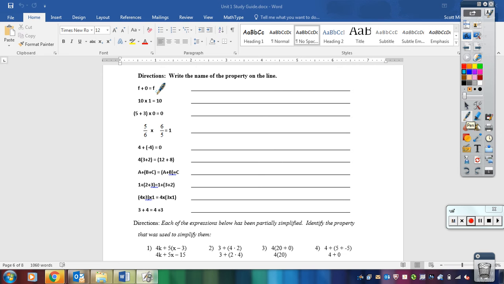Let's name the properties. I add 0, stay the same. That's the additive identity. Multiply by 1, stay the same. That's the multiplicative identity. 5 plus 3, this thing, times 0 turns to 0. That's the multiplicative property of 0. 6/5 times 5/6 look like they're reciprocals of each other. They turn to 1. That's the multiplicative inverse. 4 plus negative 4, add them together, turn to 0. In other words, they're reverses of each other. That's the additive inverse, because I'm adding.